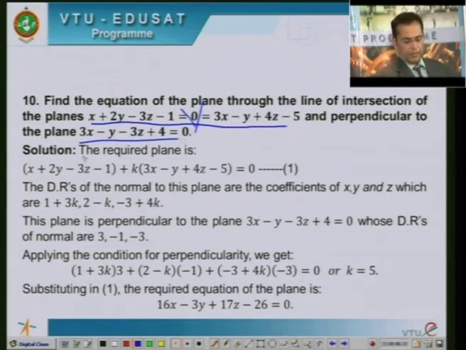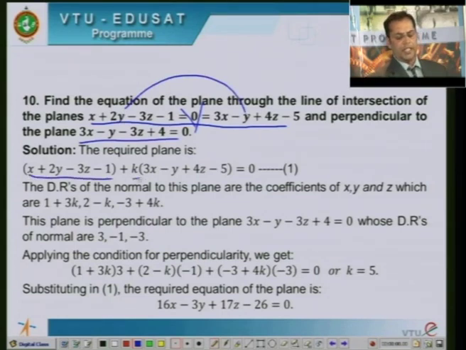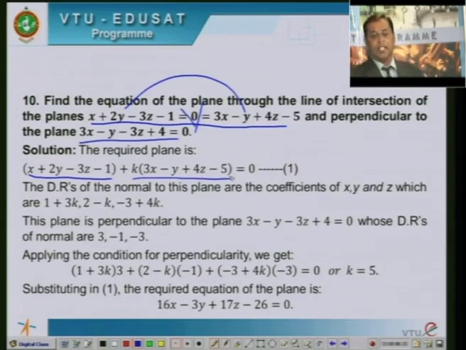The required plane, because it is the intersection of these two planes, which are x plus 2y minus 3z minus 1 equal to 0 and 3x minus y plus 4z minus 5 equal to 0, should be the first plane plus k times the second plane equal to 0. Now, in the previous case, we do not look into the drs of this equation because that is not concerned with any geometrical aspect. You require only the plane passing through a point, but here you are supposed to find the plane perpendicular to another plane.